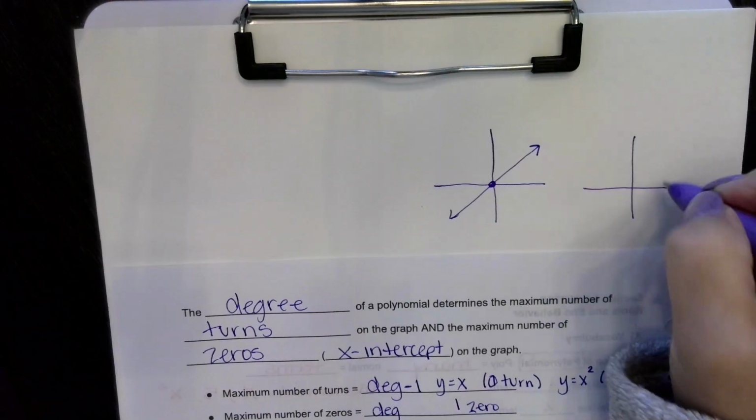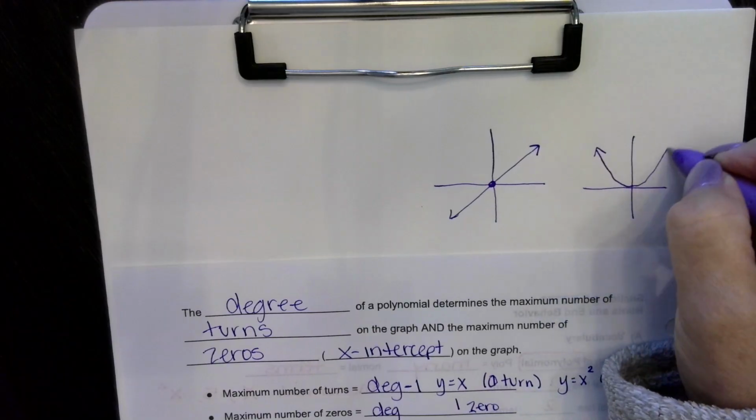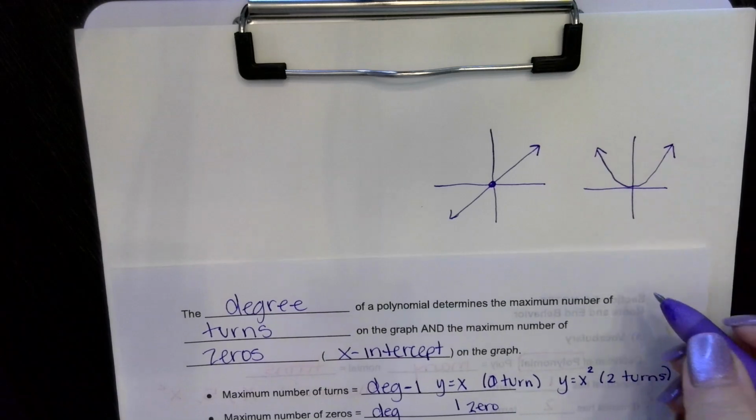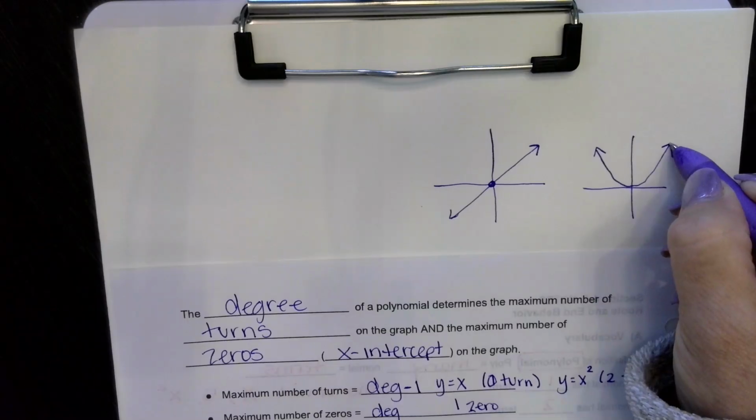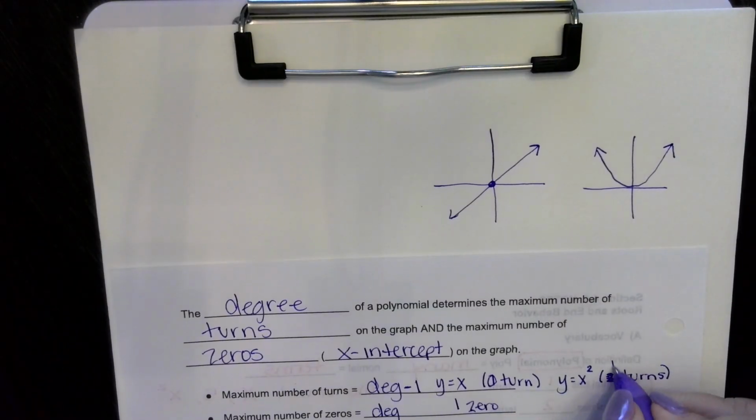Now let me go over here and look at y equals x squared. So y equals x squared, I go down to up. And when I go down to up, this means I have 1 turn.